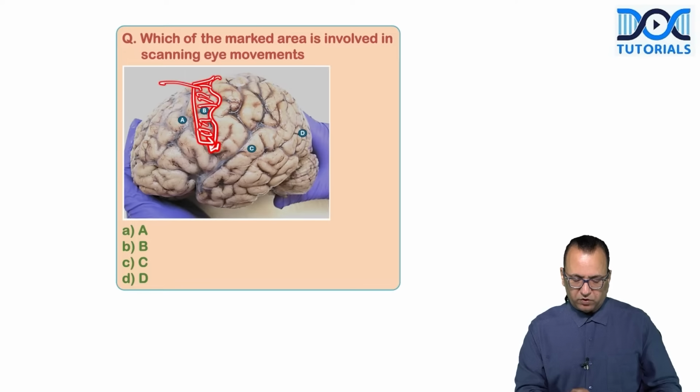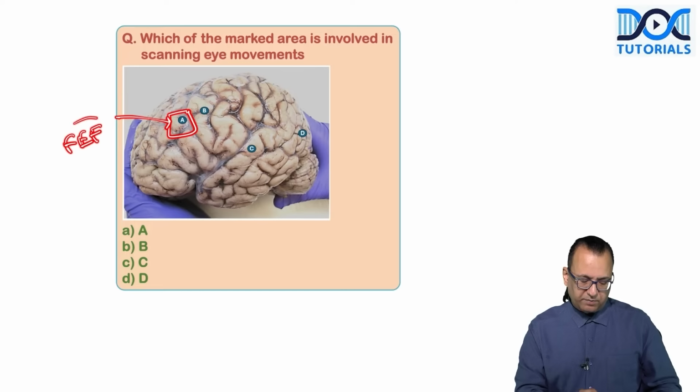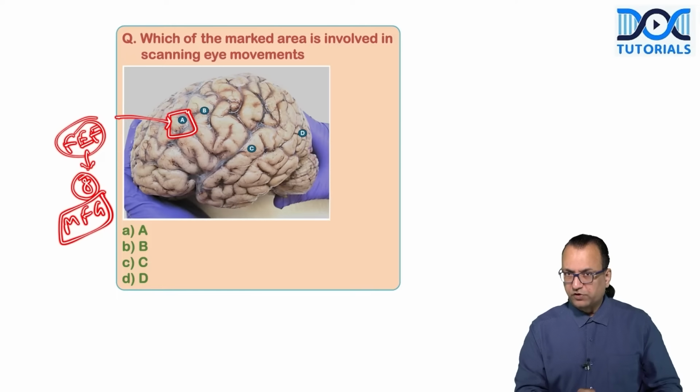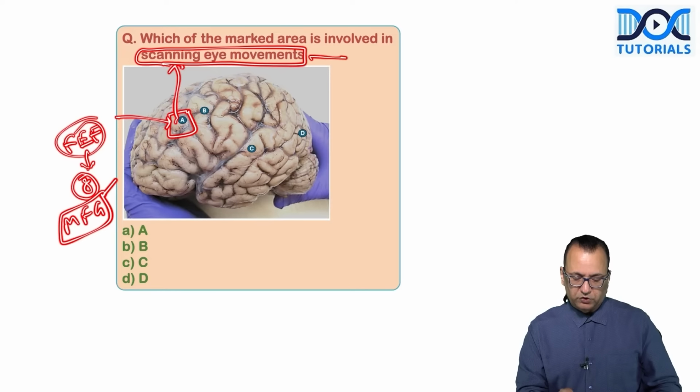This is frontal motor cortex, area number 4, having upper motor neurons to control lower motor neurons and control the skeletal muscles. So frontal motor cortex. And just in front of that is frontal eye field, area number 8, which is in the middle frontal gyrus, more posteriorly. And that is what they are asking about, scanning eye movement or conjugate eye movement.